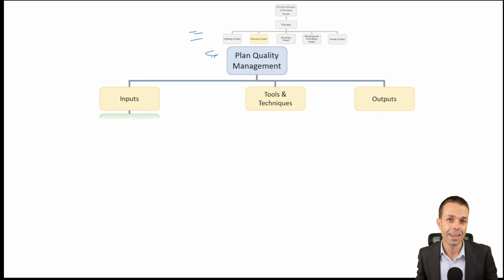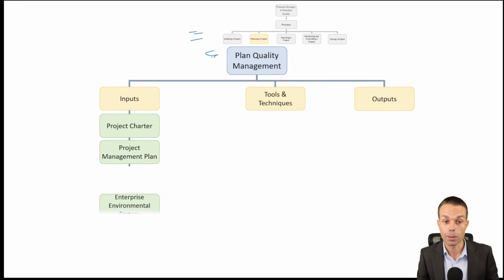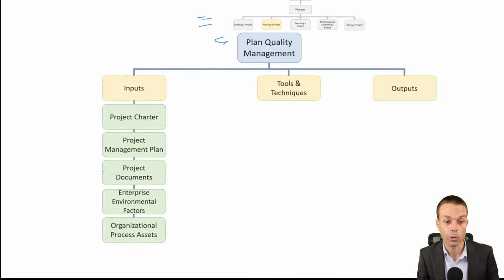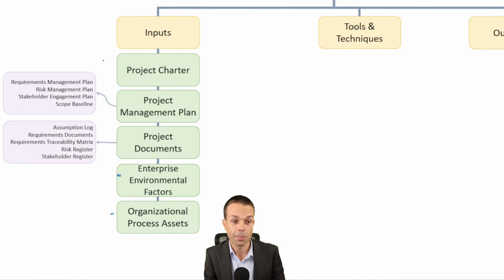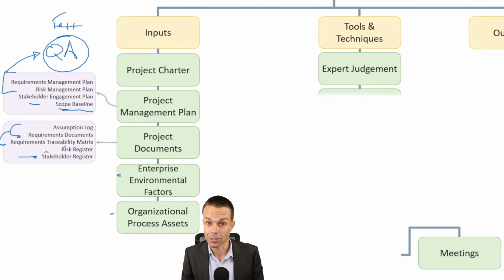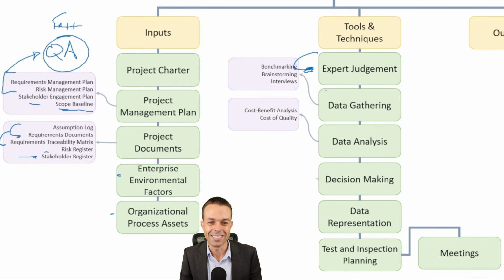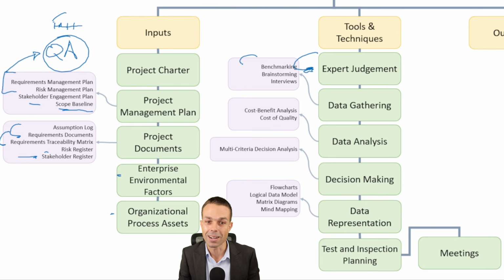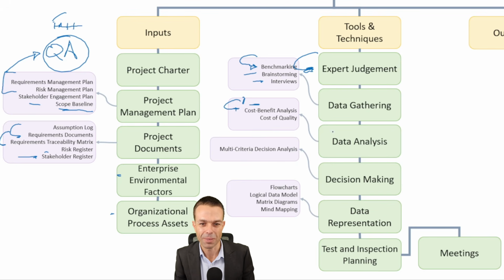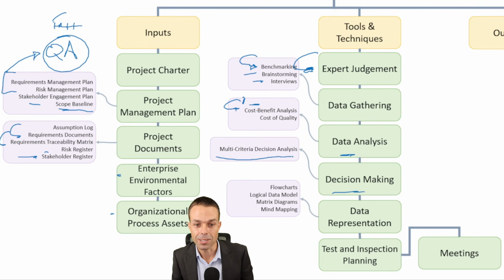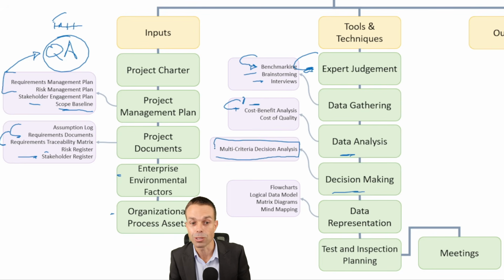So how do we plan quality on our project? We need our project charter, project management plan, project documents, EEFs and OPAs, tools and techniques. Surprise, surprise, it's expert judgment from people within the business, data gathering. We can use benchmarking against other teams or organizations, stuff like that. It's really good stuff. Data analysis, decision making, and that's multi-criteria decision analysis, which is my absolute favorite. Great way to prioritize features in an agile project too.